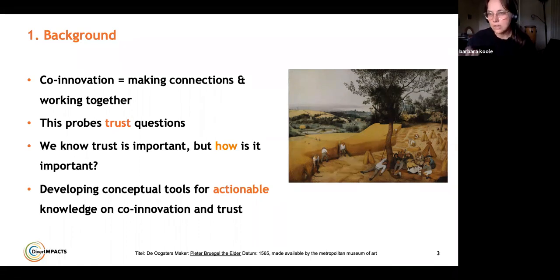So that's the reason that for these past years, I've been focusing my attention specifically on trust within the context of a RIO project, but also more broadly speaking in co-innovation. And the goal is, through enhancing this understanding through the research, to also develop some conceptual tools for actionable knowledge on co-innovation and trust.